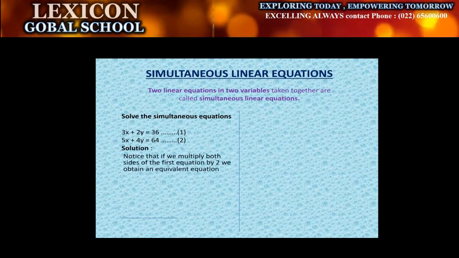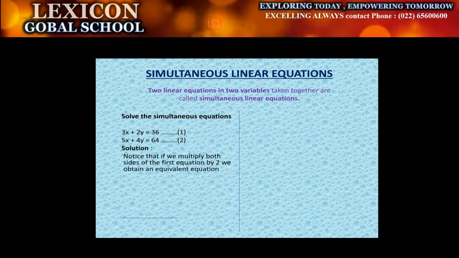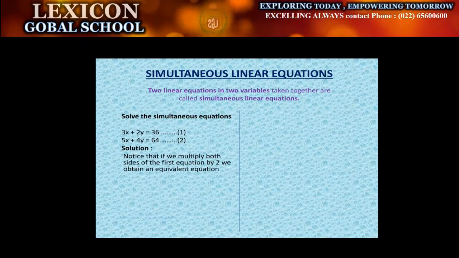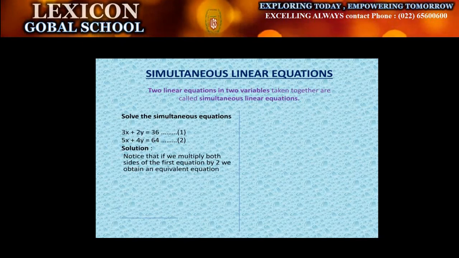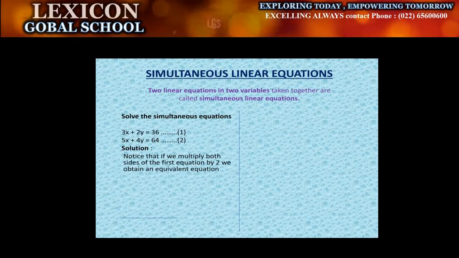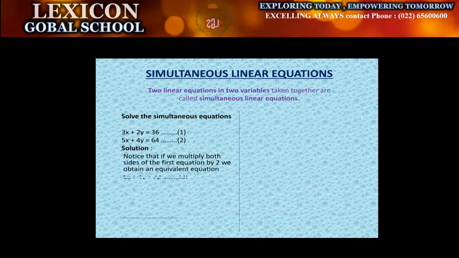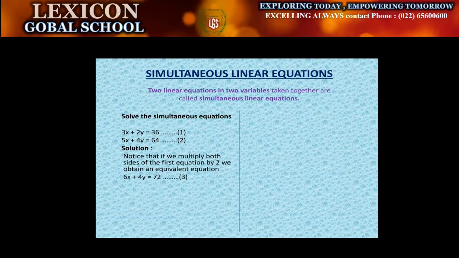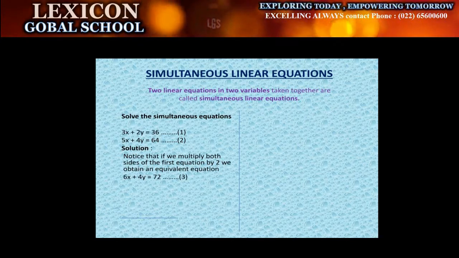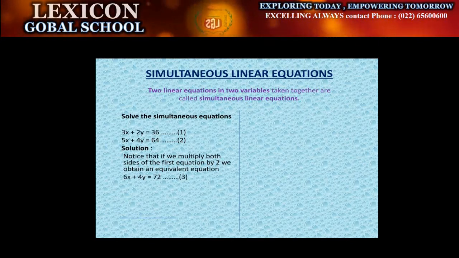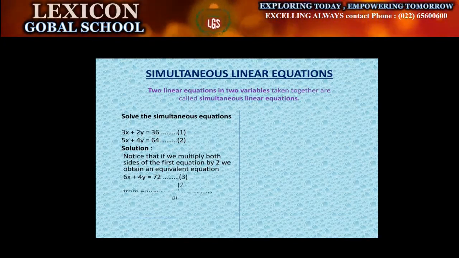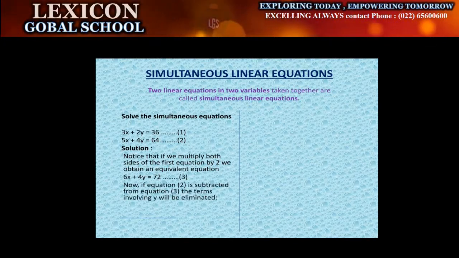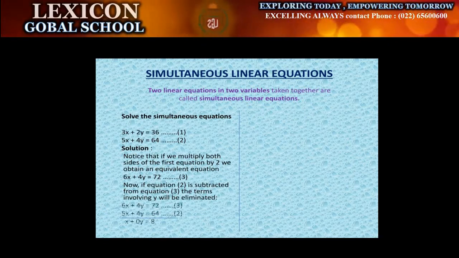Let us solve this sum. Notice that if we multiply both sides of the first equation by 2, we obtain an equivalent equation. So, I have multiplied equation 1 by 2, I got 6x plus 4y is equal to 72, which is my equation number 3. Now, if equation 2 is subtracted from equation 3, the terms involving y will be eliminated.